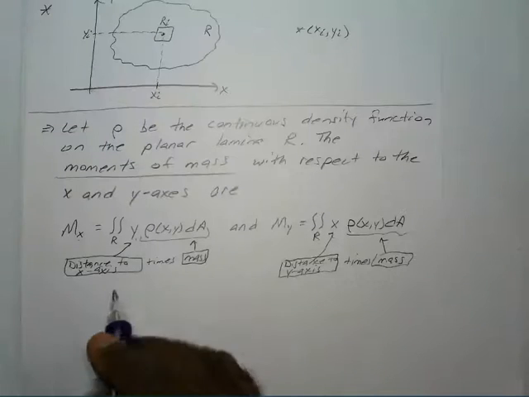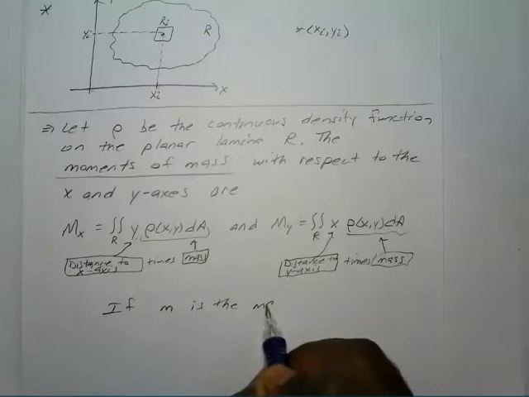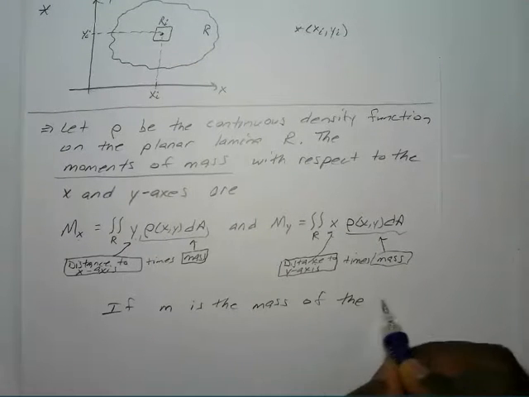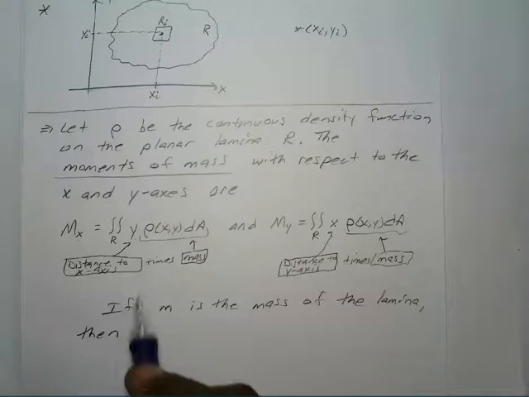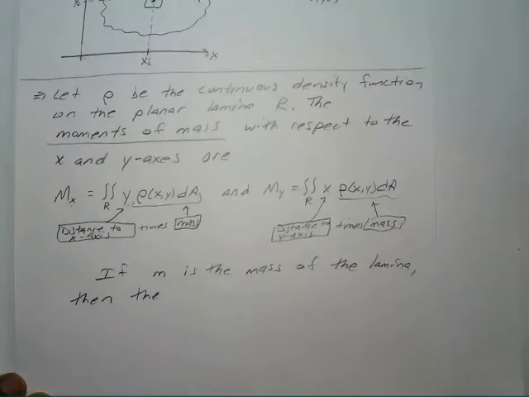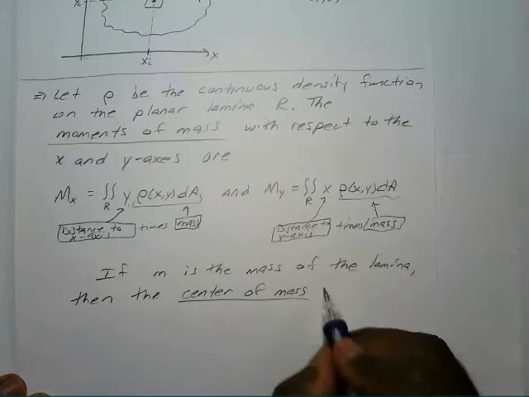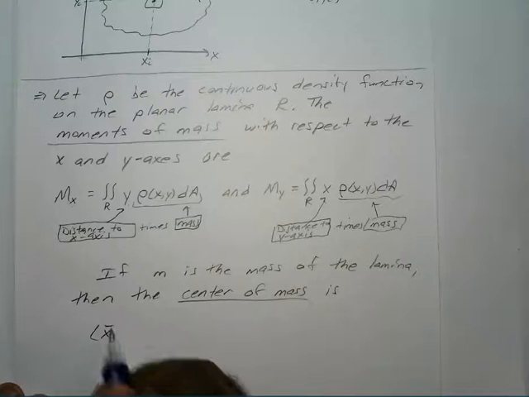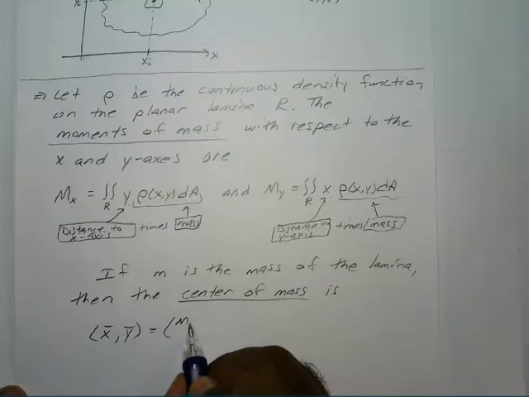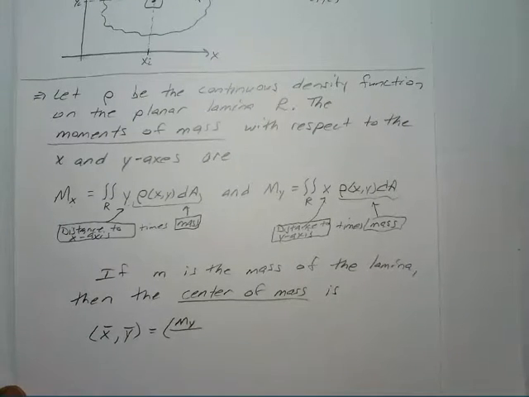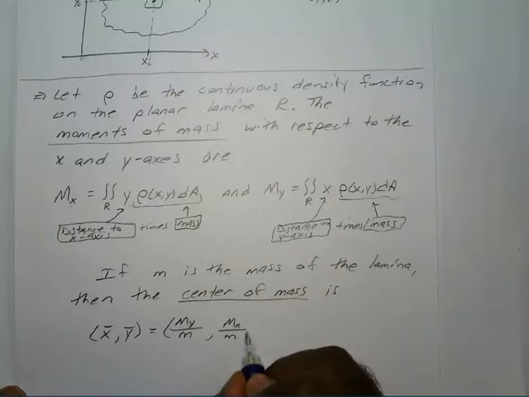Now if we have the mass of the lamina, then the center of mass, we'll call that x bar and y bar for our center. And that's equal to our moment with respect to the y-axis divided by m, and our moment with respect to the x-axis divided by our mass.